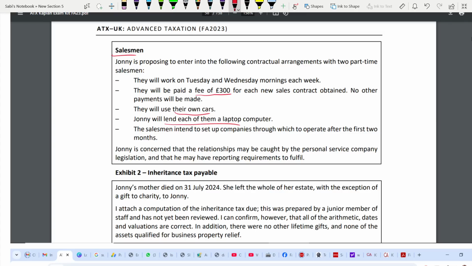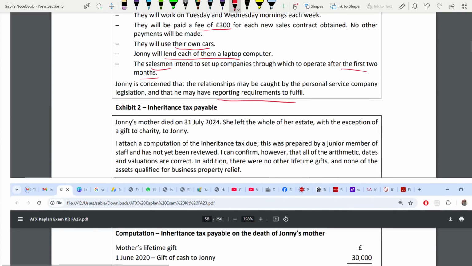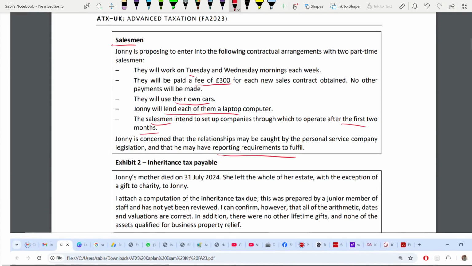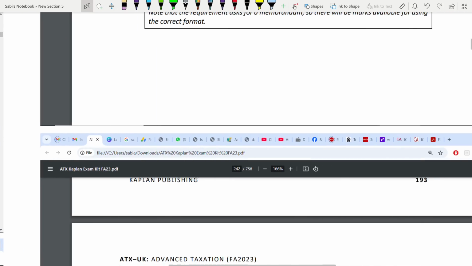Salesmen intend to set up companies through which to operate after the first 2 months. Okay, they will intend to. So Johnny is concerned that this relationship may be caught by the personal service company legislation, and they might have reporting requirements to fulfill. That's why you have to help him based on this information. So they will work on this day and this day. So based on this only you have to talk about using their own car, lending them laptop, deciding a fee for them, setting up their own company, timings on working, all these things. These are the factors you have to list down. Okay.